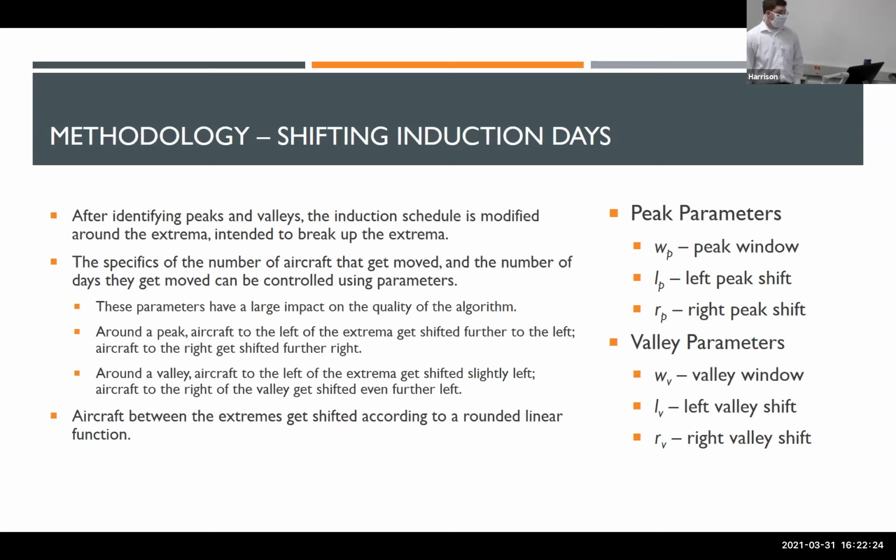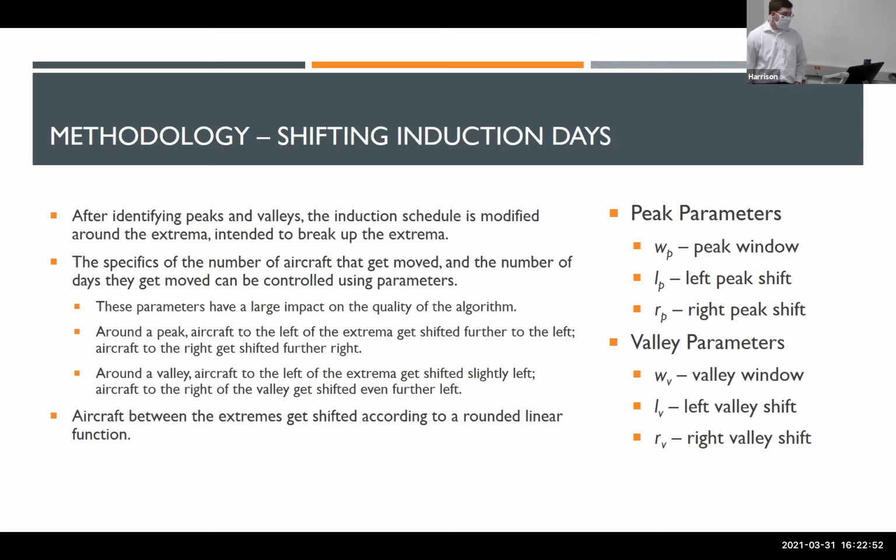Specifically, they set the number of days that the aircraft furthest to the left and the aircraft furthest to the right within the window are shifted. Aircraft between those two ends are shifted by a number of days calculated from a linear interpolation. These sets of parameters will be referred to as the peak parameters and the valley parameters. And in the results, you'll see 3 numbers separated by forward slashes, and those numbers will refer back to these parameters.